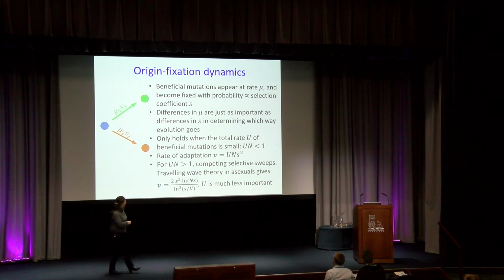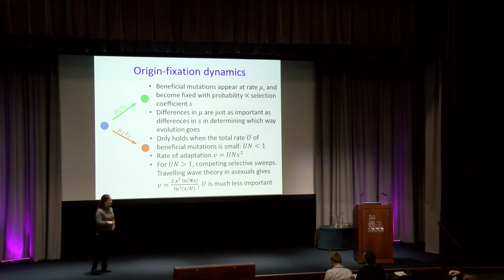And when U times N is greater than 1, then, as I said, there are competing selective sweeps, and there's been huge developments in the last 12 or so years in population genetics of travelling wave theory. One of the simpler, early versions of that in asexuals gives rise to this equation here. Selection is terribly important. There's an S squared term, but U is really not so terribly important in this equation.